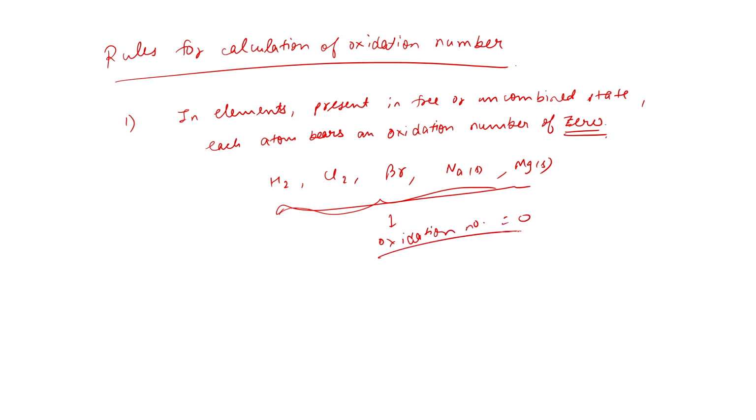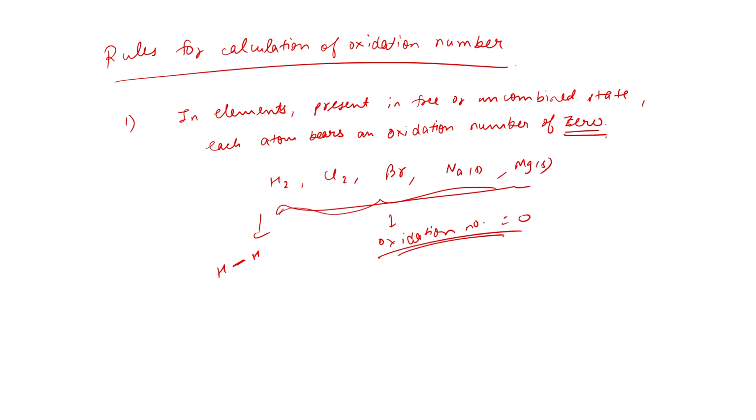is 0. This H2 we know is comprised of H and H, but there is an equal sharing of electrons. Why in H2 is the oxidation state 0? You can say that I said it is an uncombined state, but this hydrogen is combined with another hydrogen.